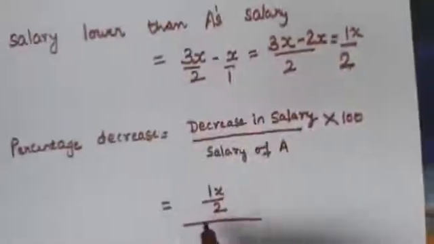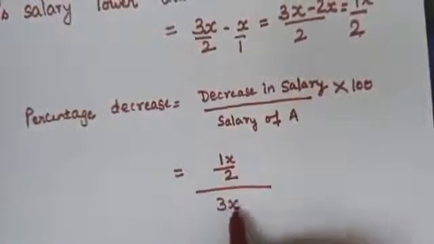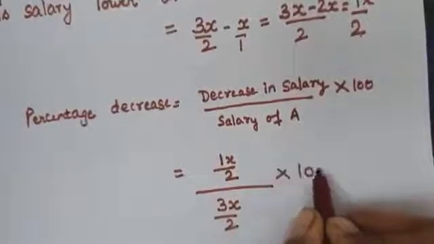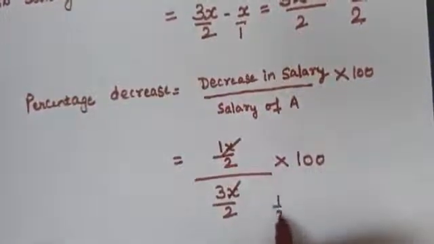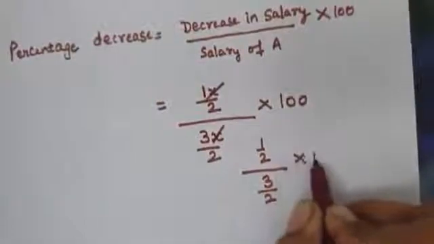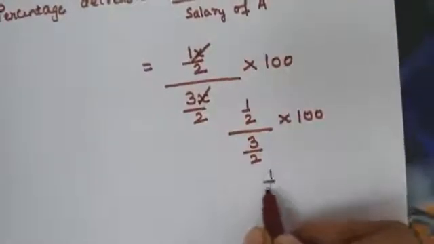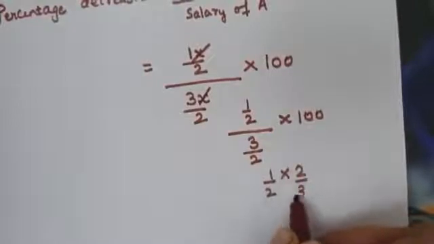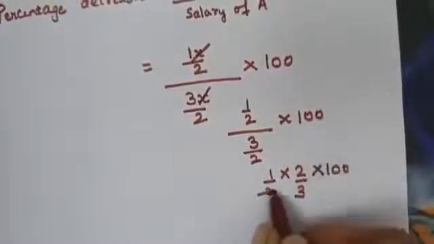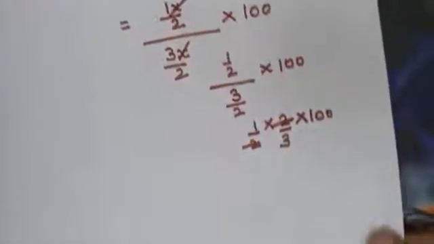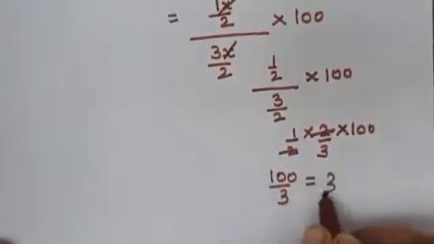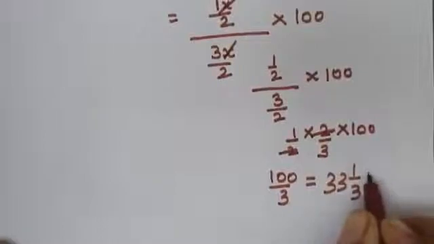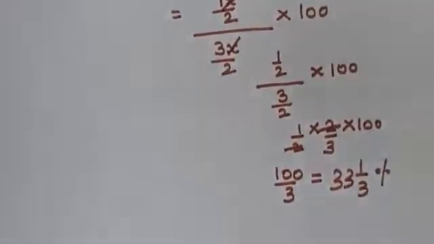So now by putting the value, 3x upon 2 multiply 100, x and x will get cancelled. We get 1 upon 2, 3 upon 2 multiply 100. Now 1 upon 2 multiply 2 upon 3 multiply 100. Again this will cancel. So we get 100 upon 3, that is, in the mixed fraction, 33 1 upon 3%.